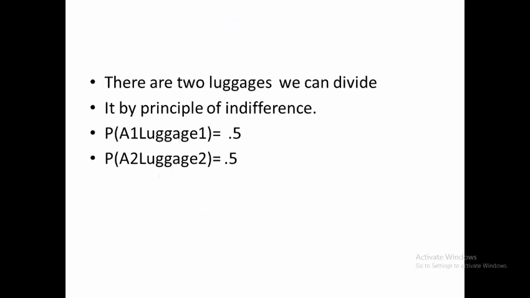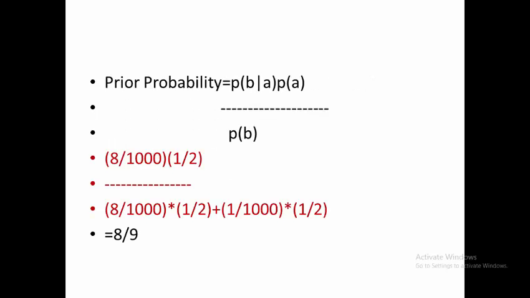Now since there are two luggages, and to find whether it's a probability from luggage 1 or luggage 2, we will give it decimal 5, which means there are two. Since there are two luggages, we do a probability 50-50 chance. There is a 50-50 chance it can be from luggage 1, and another 50% chance it can be from luggage 2. So this is how we apply the formula. Probability of B on condition of A multiplied by probability A by probability B.